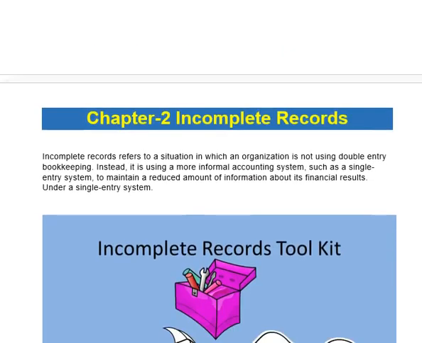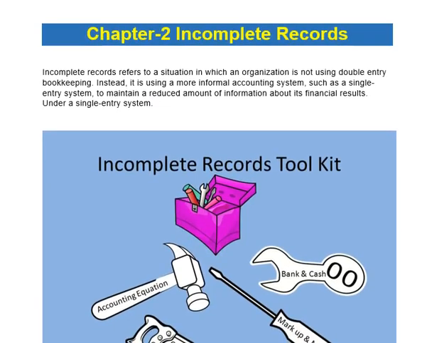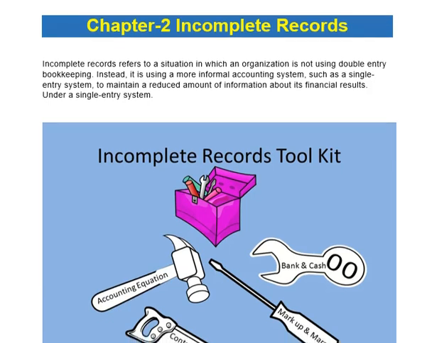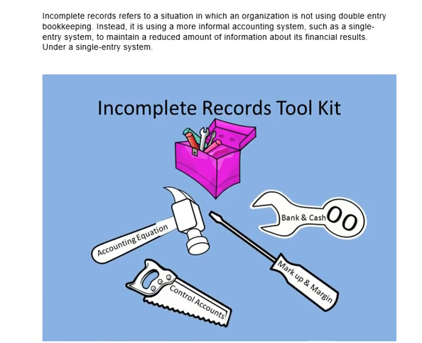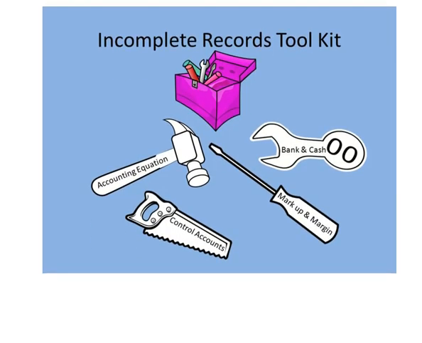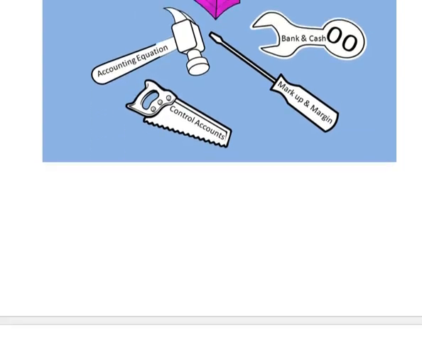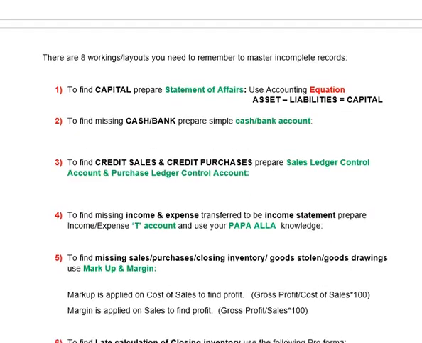So we'll start with chapter 2, incomplete records. This is a single entry system where small and medium-sized businesses do not keep a full set of accounting records. They follow a single entry, rather than a double entry system. So often some information will be missing, and by using the accounting toolkit we have to find out those missing figures.